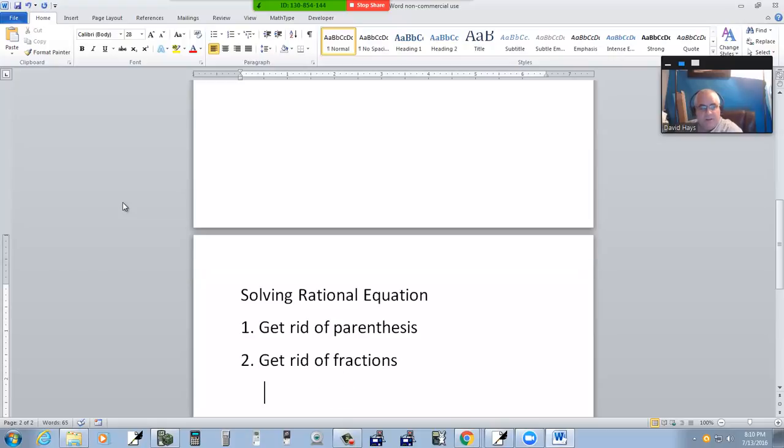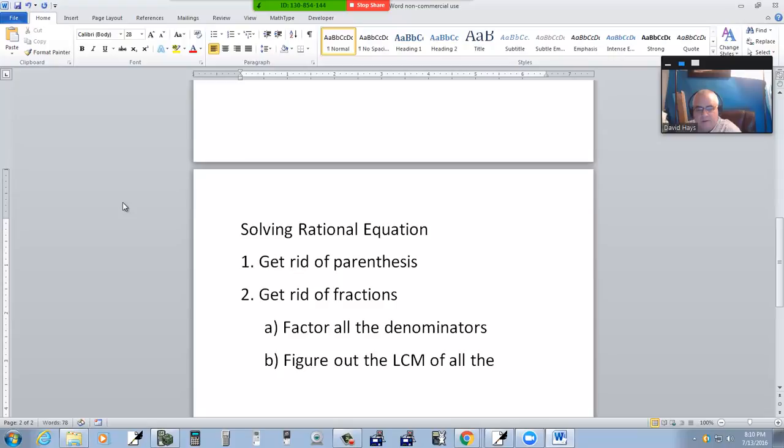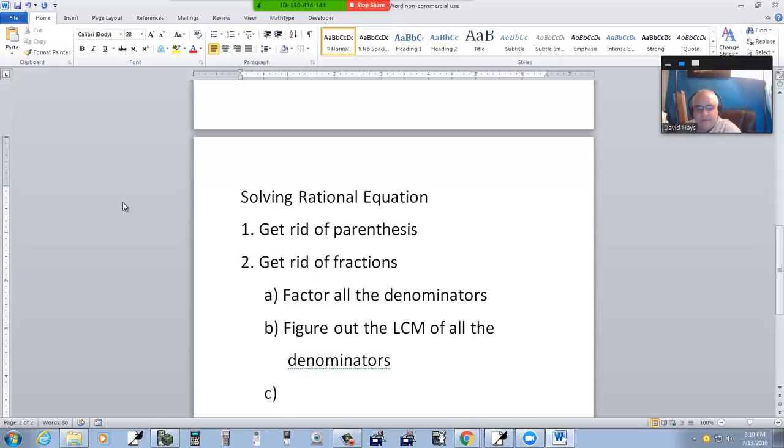And when you're talking about the harder problems, your first item you have to do to get rid of the fractions is usually factor all the denominators. Second item you have to do is figure out the LCM of all the denominators. Then the third sub-step under step 2 is to multiply everything by the LCM.